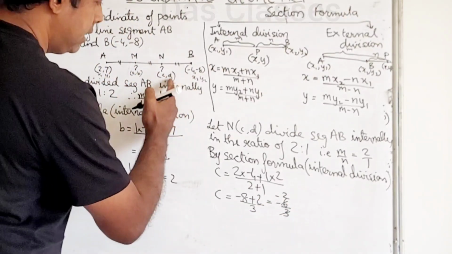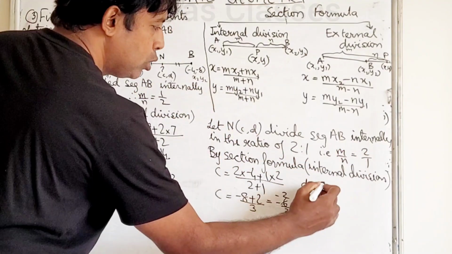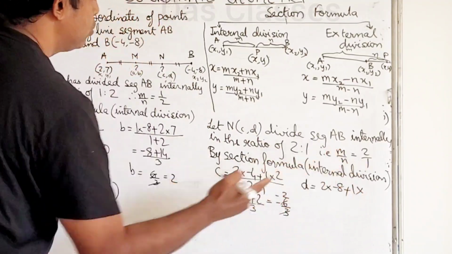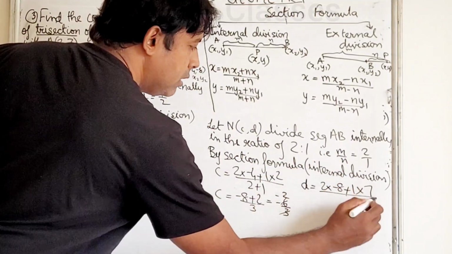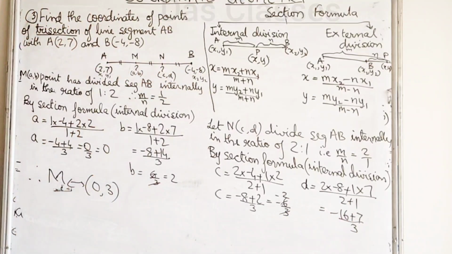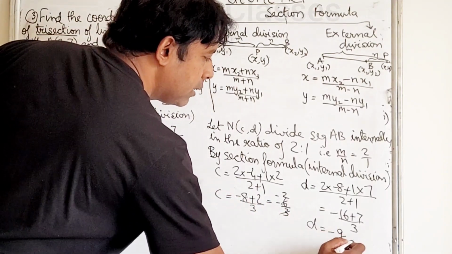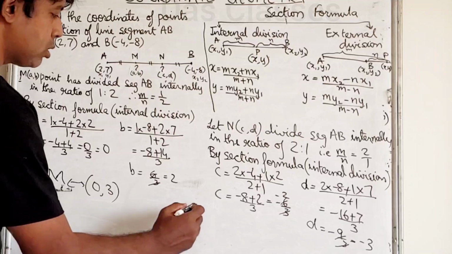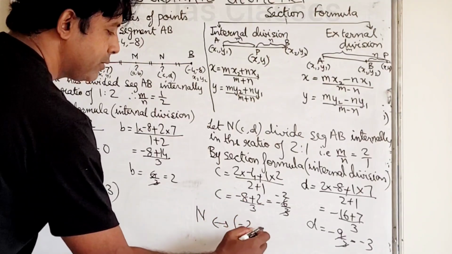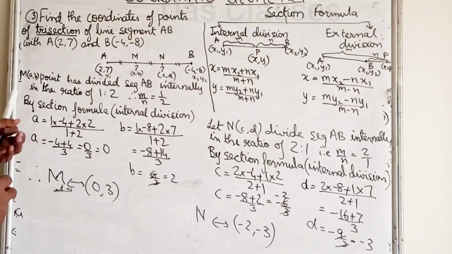So now the y coordinate, that is d. d is going to be equal to, again the same thing, my2 plus ny1. Your m is 2 into y2 coordinate is -8 plus n is 1, y1 coordinate is 7, upon 2 plus 1, that is -16 plus 7 upon 3. That is going to be -9 upon 3, that comes to -3. So what would be N's coordinate? N's coordinate is going to be -2, -3. So this is how the sum is solved, a trisection sum.